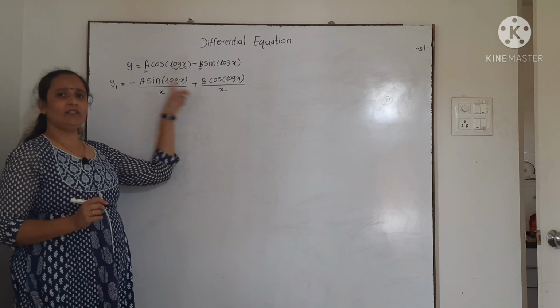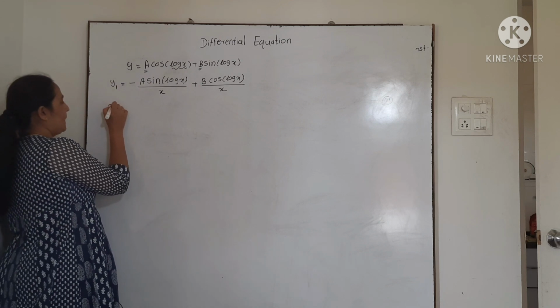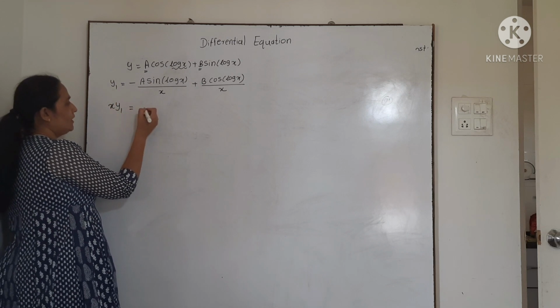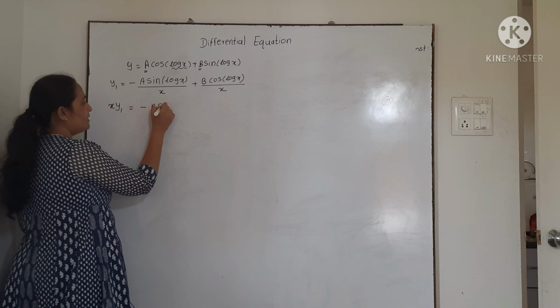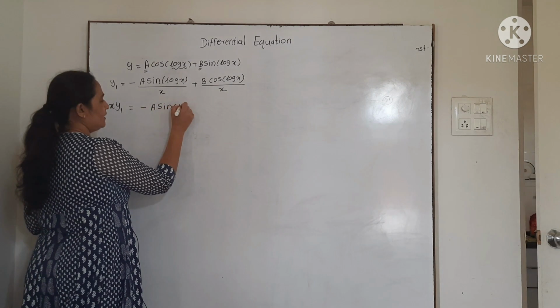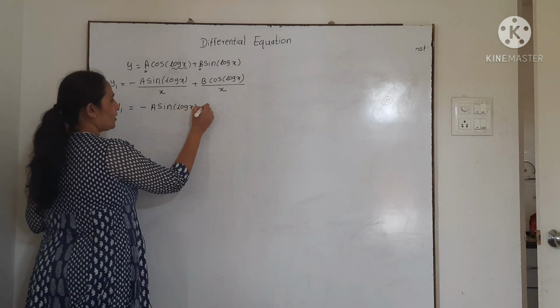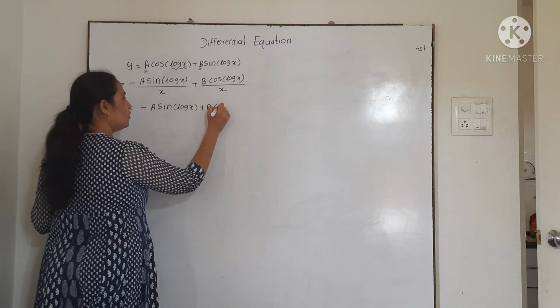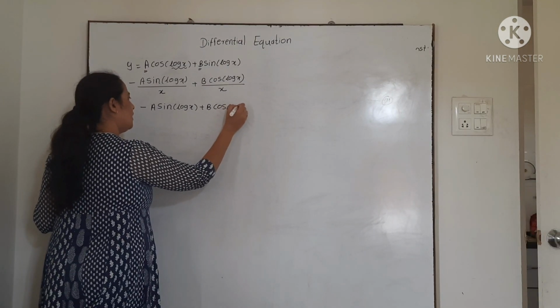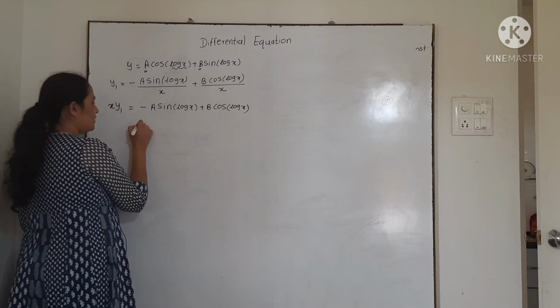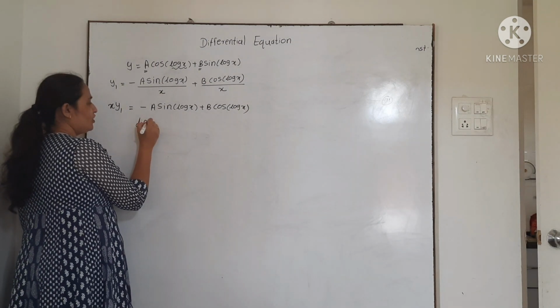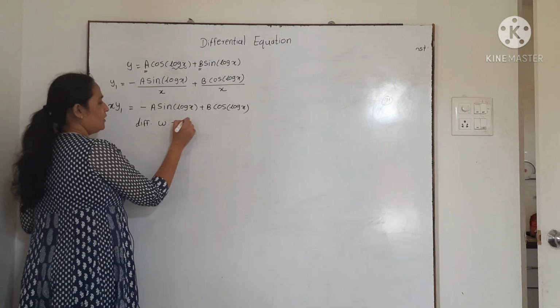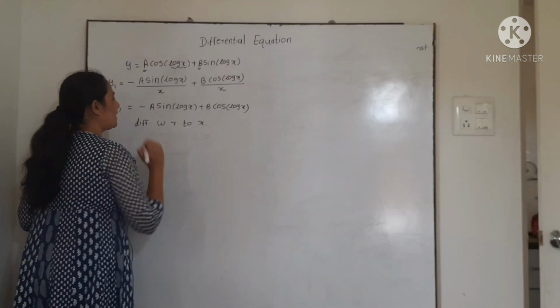I will transfer this x to the left hand side. It is x y1 equal to minus a sine of log x plus b cos of log x. Now again differentiate this with respect to x. If I differentiate this with respect to x, we'll get the second order derivative.